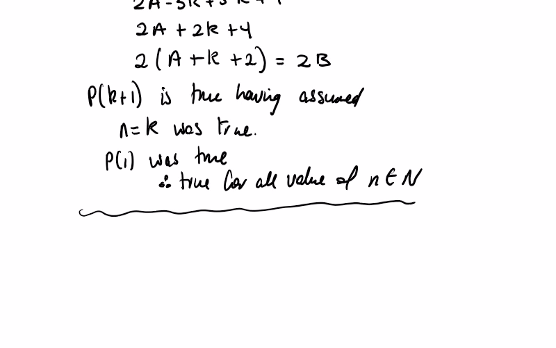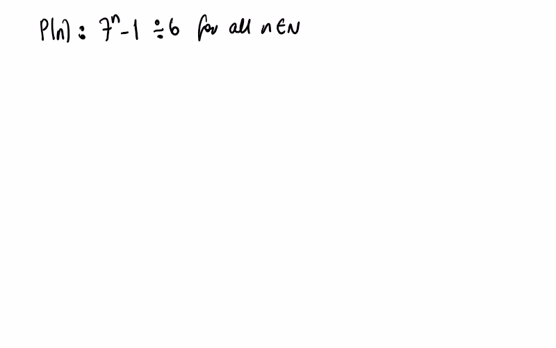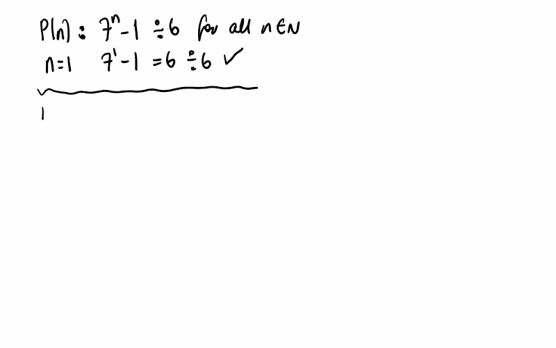Okay, let's do 2 more of these questions. So let's see, is 7 to the power of n minus 1 divisible by 6? When n is equal to 1, 7 to the power of 1 minus 1 is equal to 6. Divisible by 6? Of course it is. Assume n is equal to k is divisible by 6, so we get 7 to the power of k minus 1 is divisible by 6, so we could say 7 to the power of k minus 1 is equal to 6 times a number.